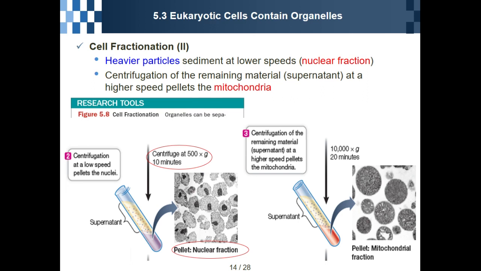After that, we can collect this supernatant. Maybe this supernatant contains mitochondria, ER, Golgi, ribosomes, something like that. We collect only this supernatant, and then we can do additional centrifugation of the remaining material at higher speed, for example, 10,000 xg for 20 minutes. We can pellet the mitochondria.